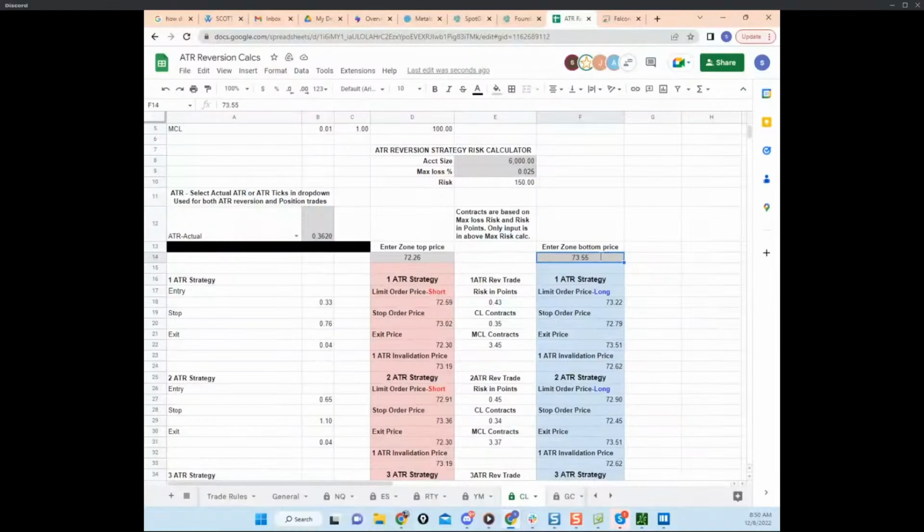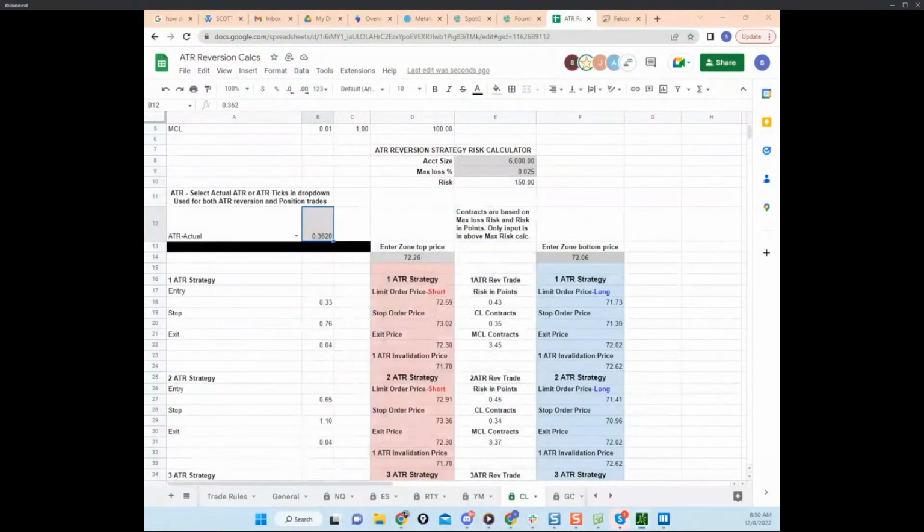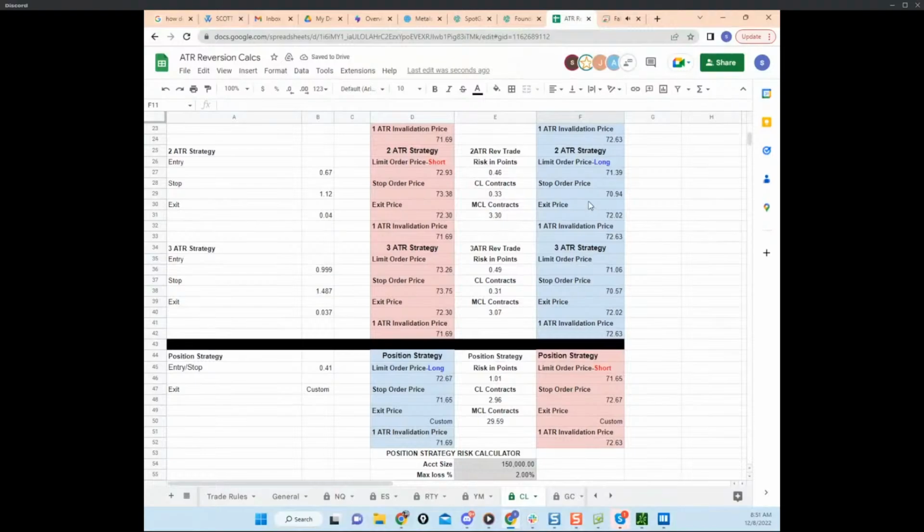72.06. That's the zone, top and bottom, right? Then I go to my ATR, 5-minute ATR. You can see in the middle of that chart, right here, 0.37, which just means 37 ticks. You enter it exactly like you see it. This tells me what the ATR would be. So you can just use this revert invalidation price. You can just use that to determine the ATR to figure out.